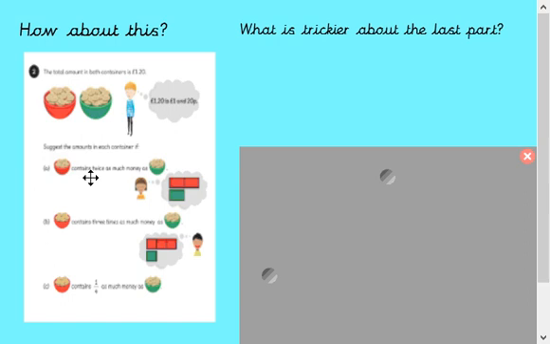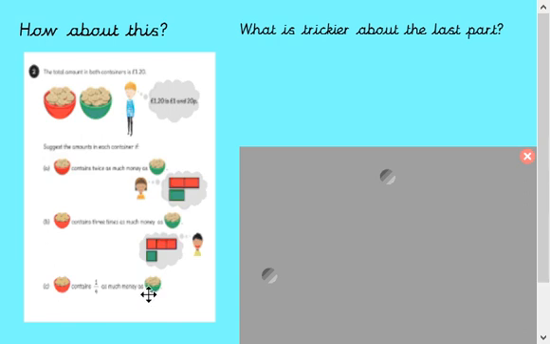Now down here it says that there's twice as much in the red bowl than there is in the green bowl. This one is saying that there are 3 times as much in the red bowl than in the green bowl. And at the bottom here it says that in the red bowl, there's a quarter of what's in the green bowl.